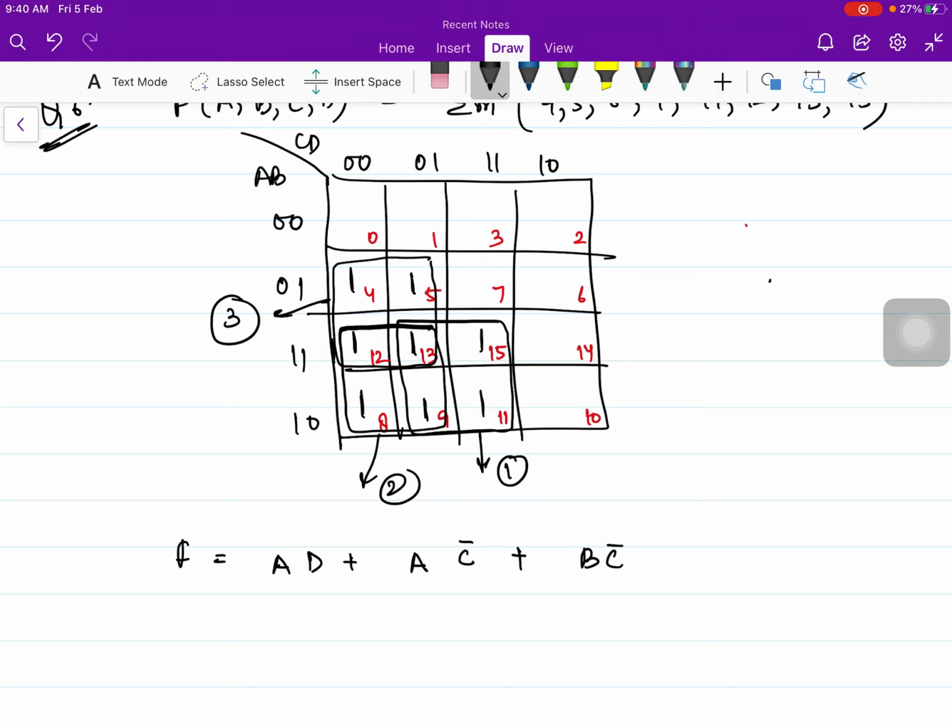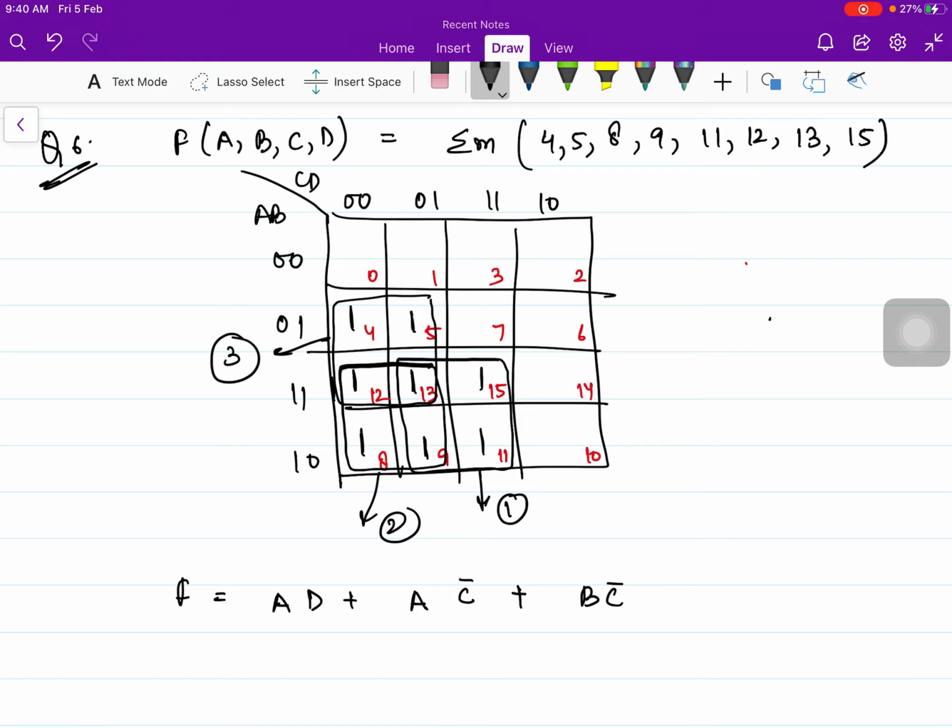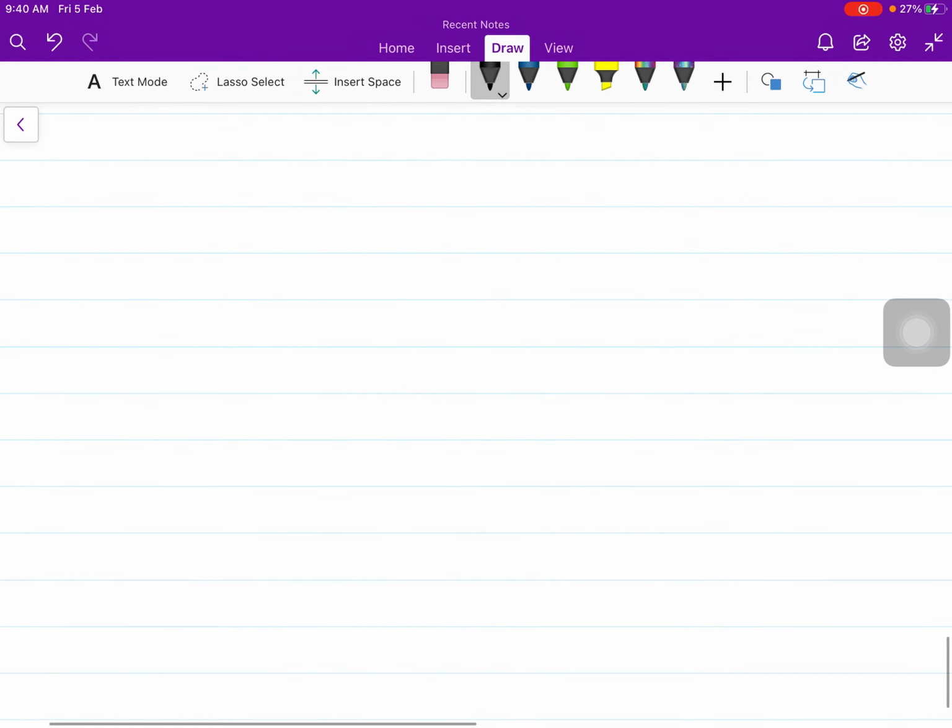So I hope the concept of 4 variable K-maps must have been clear to you. Now let us review the concept of don't care also. Now what is a don't care condition? Let's have a look. Don't care condition.